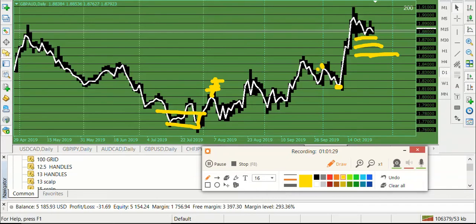No, because my entry's based on a Gartley pattern like this. See, criteria for entry is the thing. So that's the big deal.